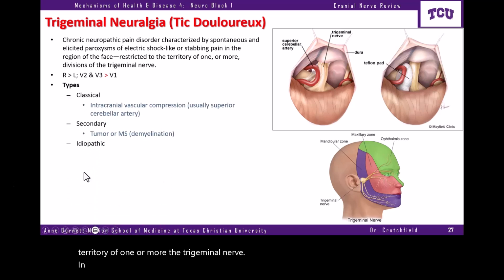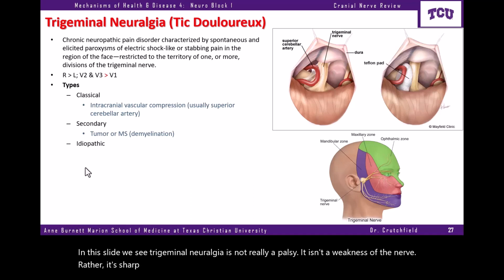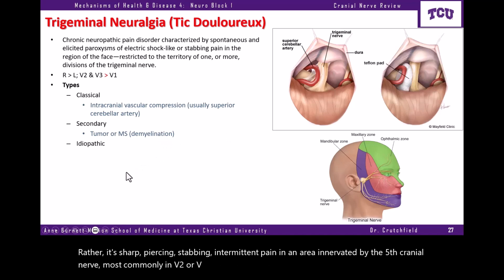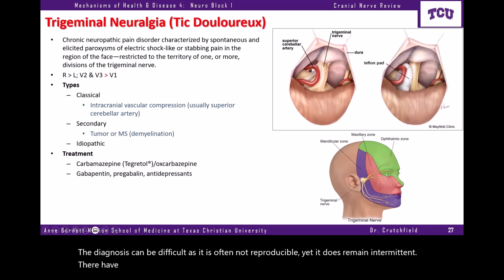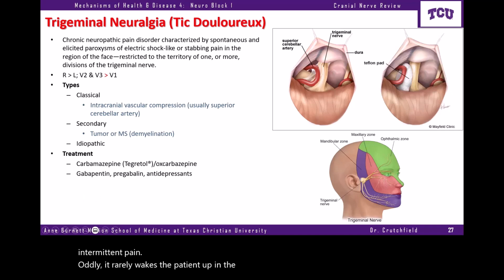In this slide, we see trigeminal neuralgia is not really a palsy. It isn't a weakness of the nerve. Rather, it's sharp, piercing, stabbing, intermittent pain in an area innervated by the fifth cranial nerve, most commonly in V2 or V3. The diagnosis can be difficult, as it is often not reproducible, yet it does remain intermittent. There have actually been suicides reported because of this persistent but unrelenting intermittent pain. Oddly, it rarely wakes the patient up in the middle of the night.